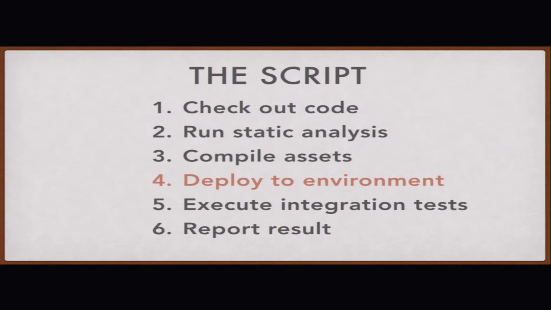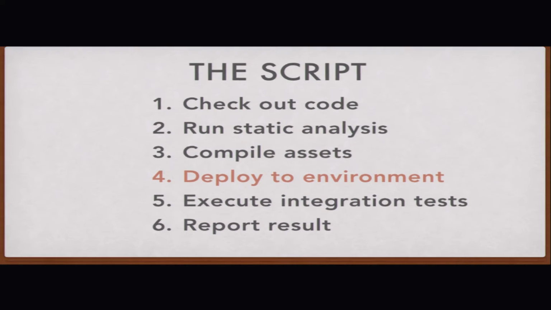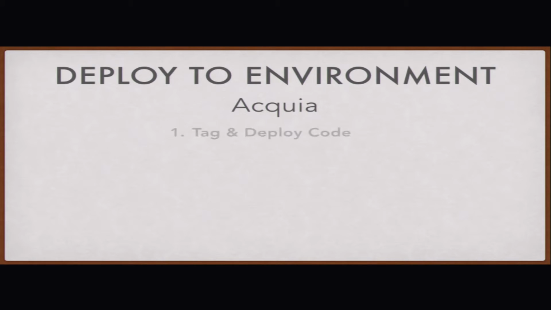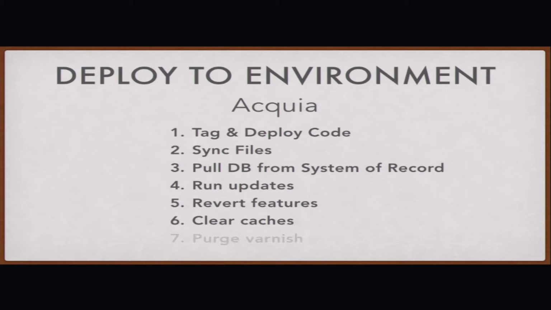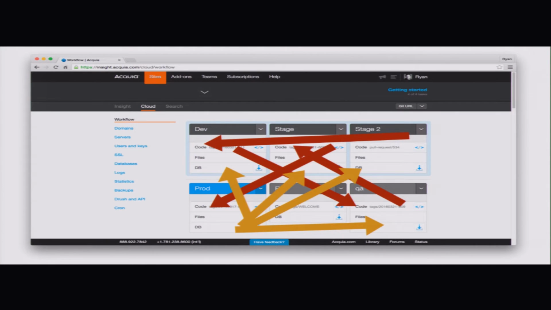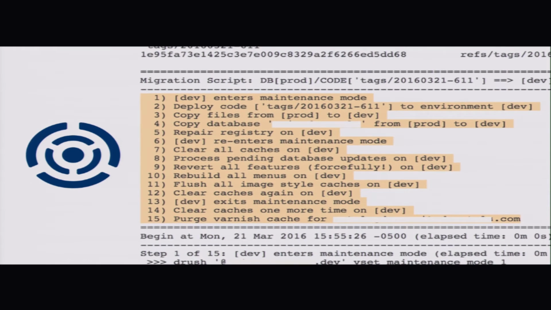So finally, we're going to deploy to the environment with the script. And here's sort of the rundown on how that works to Acquia. We tag and deploy, sync the files, pull the database from the system of record, run any database updates, revert features, clear caches, and purge varnish. And all that happens without doing any of that manually. So that has been replaced with a parameterized PHP script that lives in source control.